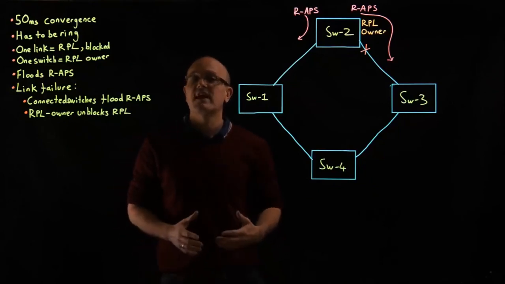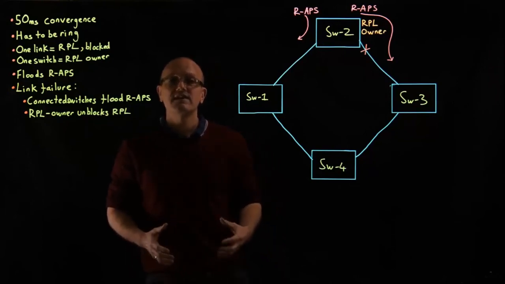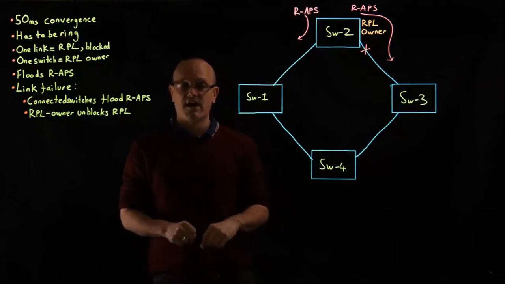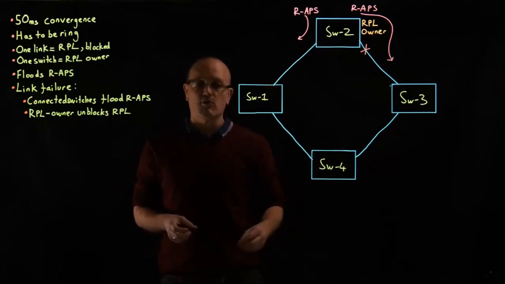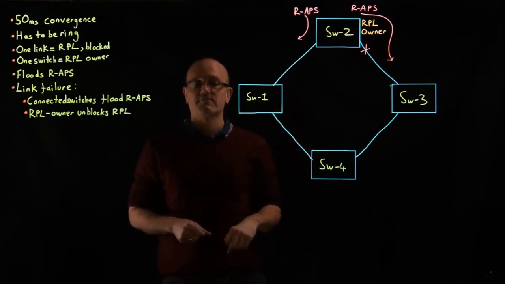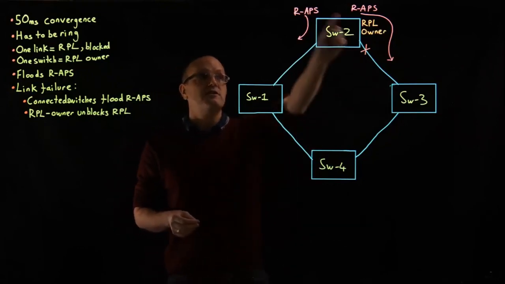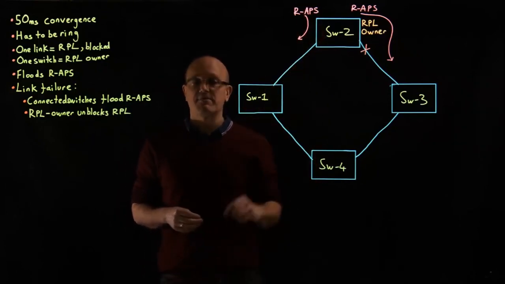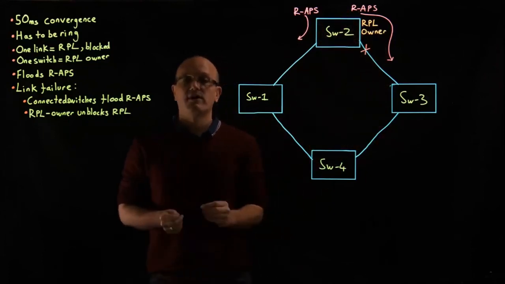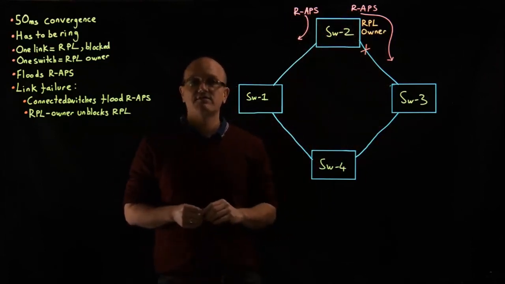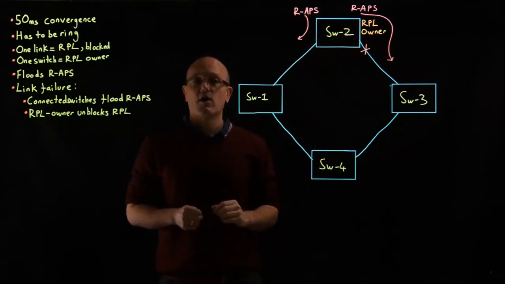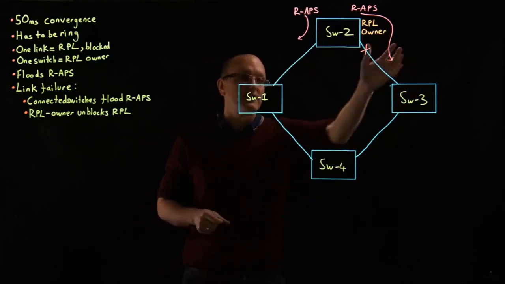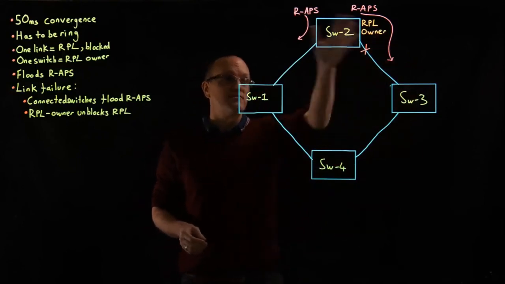So what happens in the case of a link failure? Say the link between switch 1 and switch 4 fails. So a number of things happen. Switch 1 and switch 4 place a block on the failed link, and they then start to flood our APS messages. These switches flooding our APS messages causes the RPL owner to stop flooding our APS, and it also causes the RPL owner to unblock the RPL.